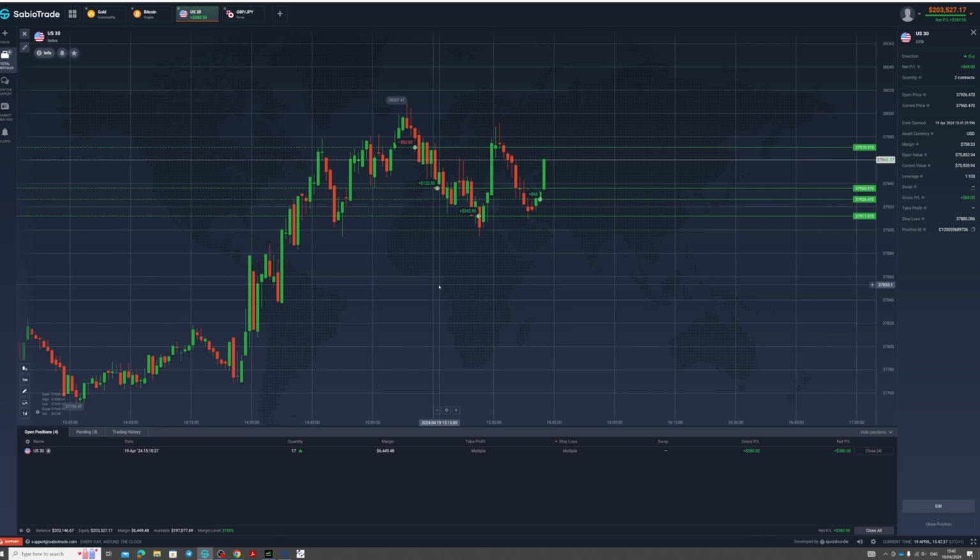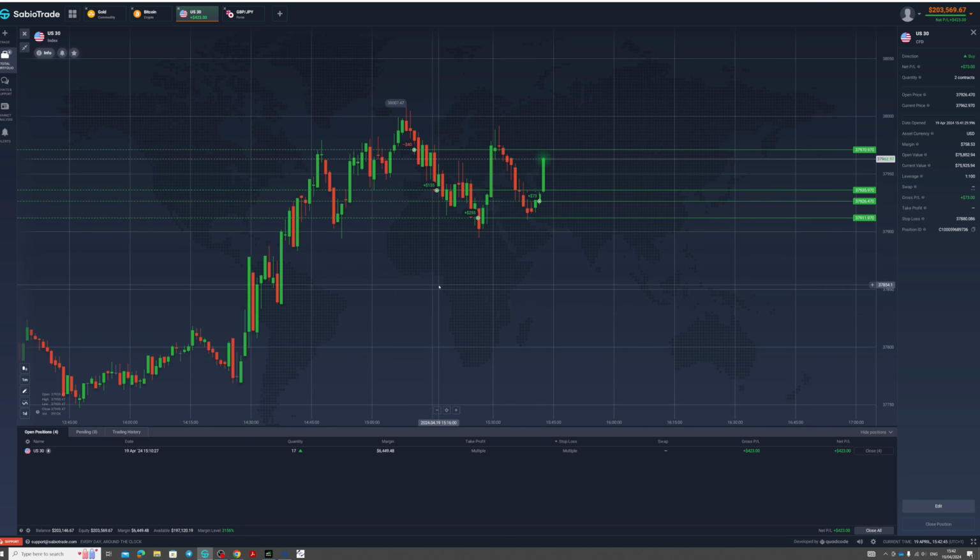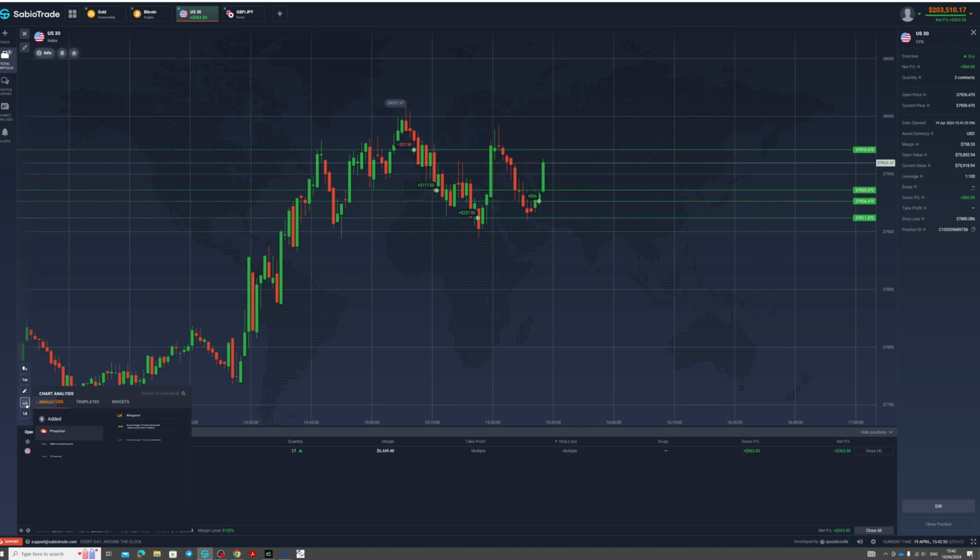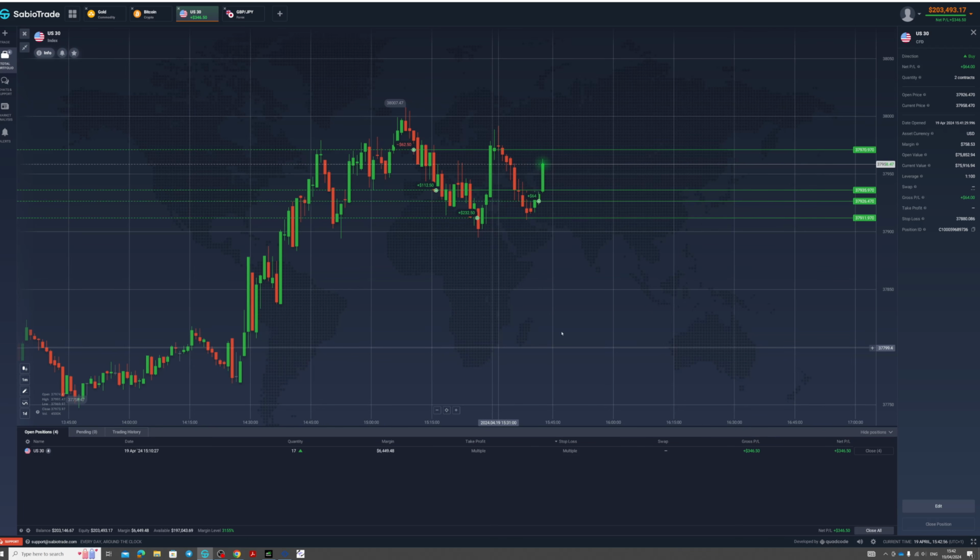Okay, so it's shooting up now. Okay, that's good. We are getting out of Kumo. That's good. You could add the Ichimoku indicator here as well, but I don't have it set up here with my proper settings, so I will just leave it as a clear chart.